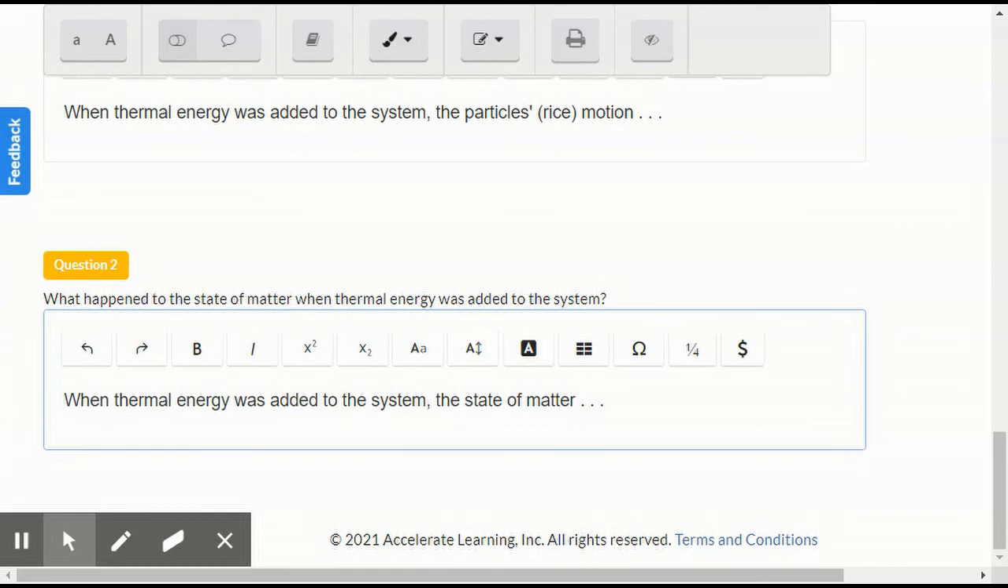You will answer that. And I think they're looking for how did it change? Did it change from a gas to a liquid? Did it change from a liquid to a gas? Did it change from a solid to a liquid? When they're adding thermal energy, what happened to the state of matter?